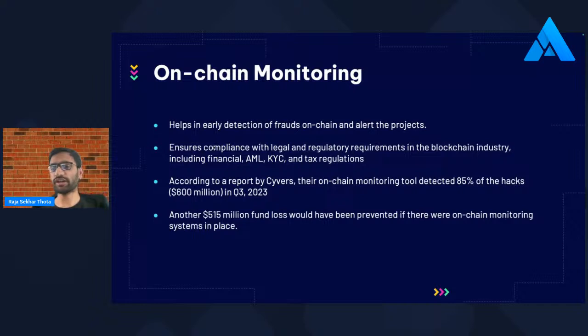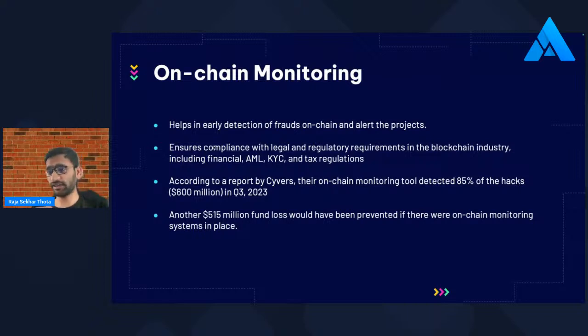So what does on-chain monitoring help you in? On-chain monitoring generally helps you in early detection of frauds, and also alerting the projects that there is an anomaly happening in the form of transactions. Could you please look into it? And when there is an alert, projects might have a response plan which they can use to immediately curb that particular fraud. And it not only ensures the detection of frauds and alerting the projects, but also helps you in compliance with financial, anti-money laundering, and tax regulations too, if you're keeping track of transactions.